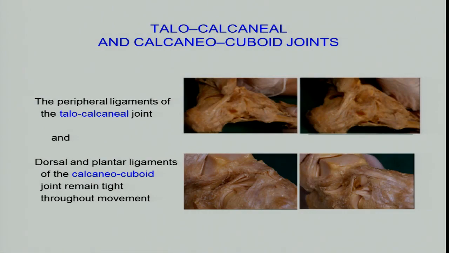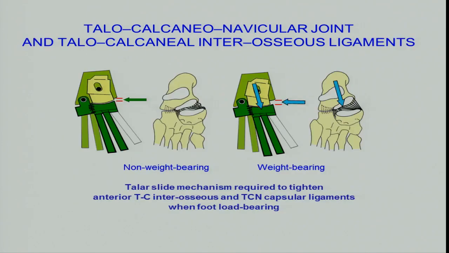So that's just restating what I've just said. Peripheral ligaments of the talo-calcaneal joint, dorsal and plantar ligaments of the calcaneo-cuboid remain tight throughout. But we needed the talar slide mechanism of weight bearing to tighten the anterior talo-calcaneal interosseous and the capsular ligaments for the talo-calcaneo-navicular joint.